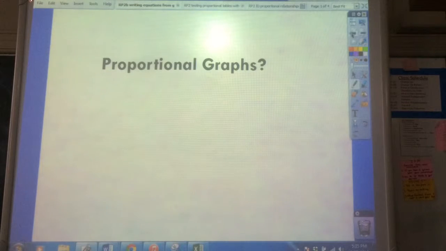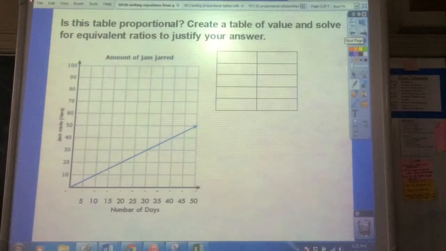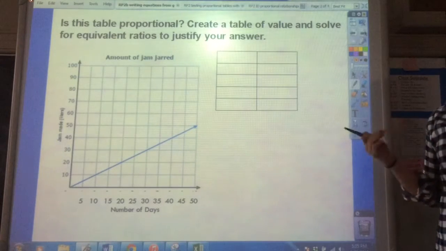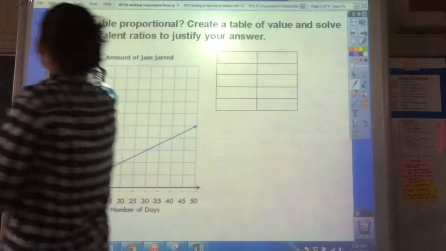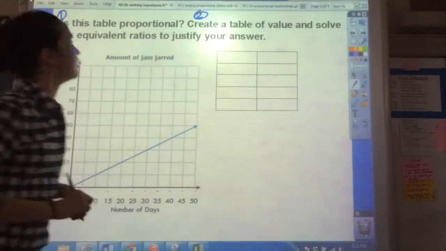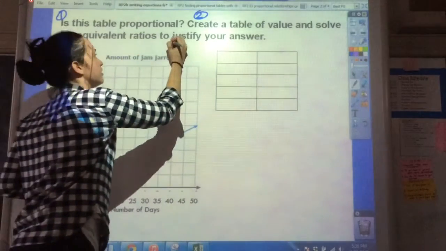I just want to get started right away. We only have two examples. Is this table proportional? Create a table of values and solve for equivalent ratios to justify your answer. You can see that I have a table right here because there are lots of things in this question. One, it wants me to tell, is it proportional? Two, it wants me to create a table and solve for equivalent ratios to justify my answer.